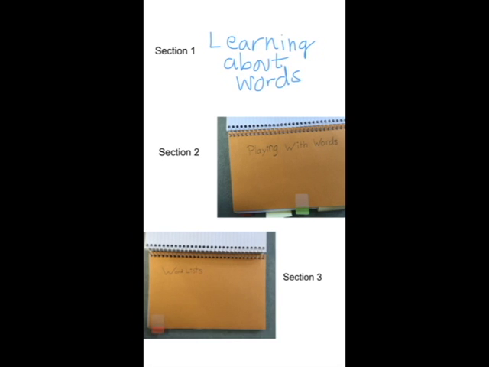So basically, to get started, I had my kids label each section of their notebooks, and we put little tabbies on them so they would be easy to find their sections afterwards. The first section we labeled was learning about words. It's the front section of their notebook. The middle section of their notebook is playing with words. And the back section of their notebook is the word list section. And I'll talk a little bit more about what is in each of those sections as we continue on.